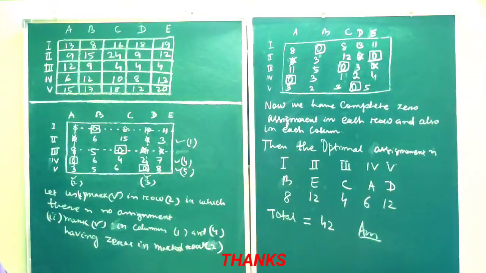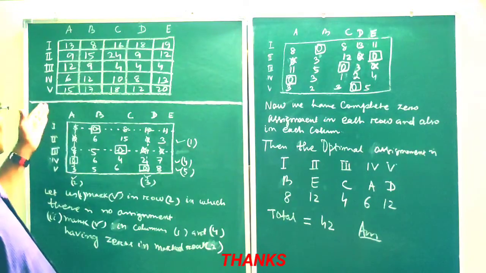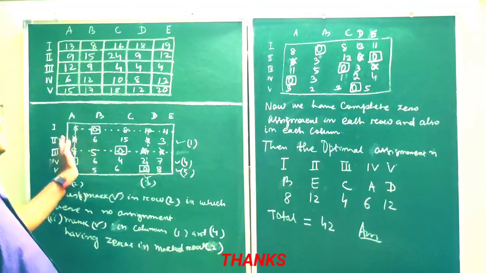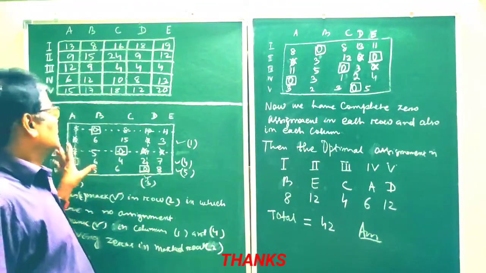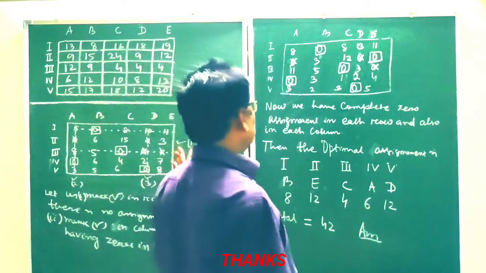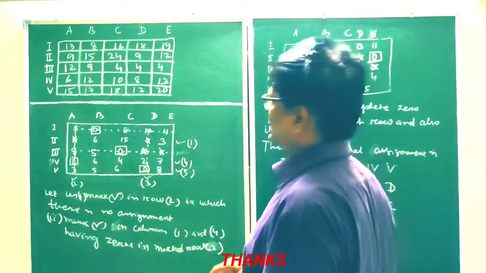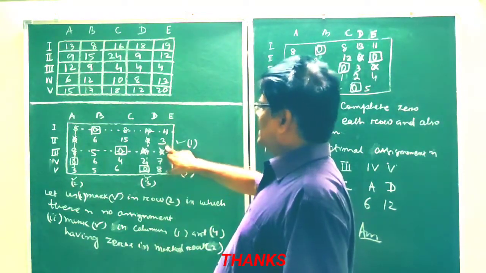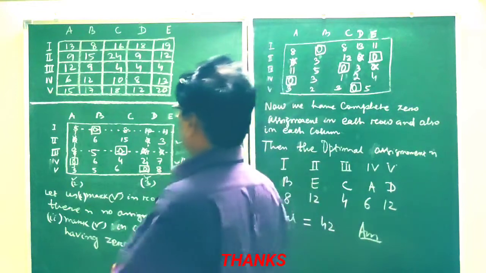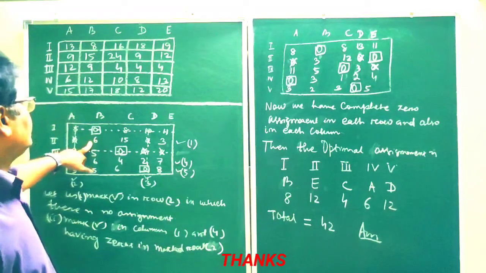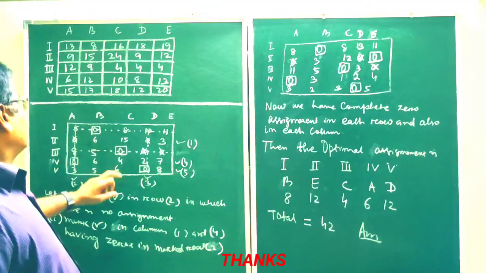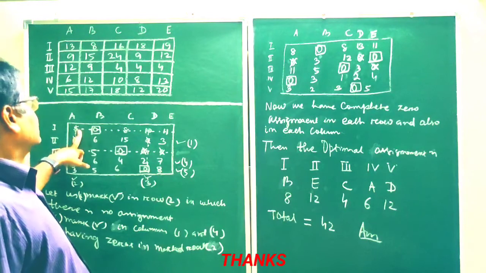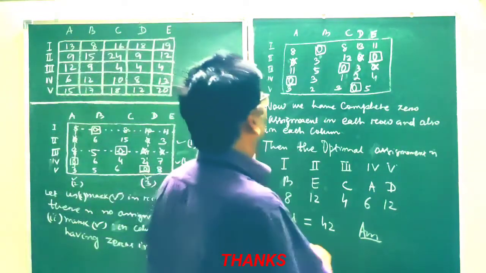After putting tick mark, after that we have to draw the lines column wise having tick mark, row wise having no tick mark. So there are 4 lines we are having here. They cover all zeros. Now the minimum element is 3. So we have to subtract 3 from those numbers having no lines passing through them, and we will add 3 to the numbers that lie in the intersection of the lines. So after that we get this one.